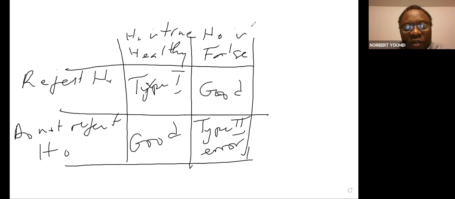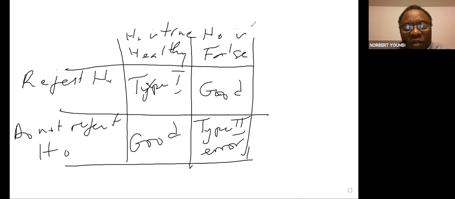So if we take two doctors, one that does not want to send patients home, this one will give treatment to a healthy patient because he does not want to send the patient without treatment. That is a type 1 error. There is the other doctor who will not give treatment to the patient when the patient is healthy.